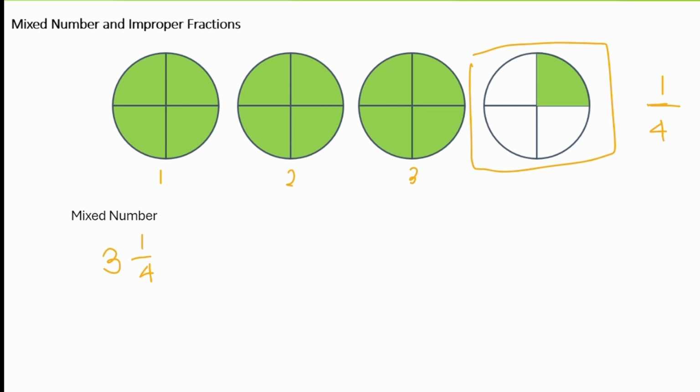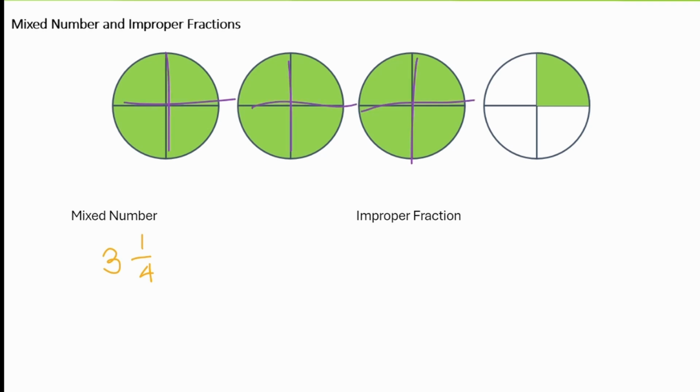In order to write this fraction as an improper fraction, we first have to count how many parts each of these shapes has been divided into. And as we can see, each one has been divided into 4 parts. We can therefore put 4 as our denominator. We then want to count how many parts each of these are. So in the first shape, we have got 4 parts. In the second shape, we've got another 4 parts, which makes it 8. We then have another 4, which makes it 12. And in the last shape, we have only 1 part, so that would be 13. We can therefore put 13 as our numerator.